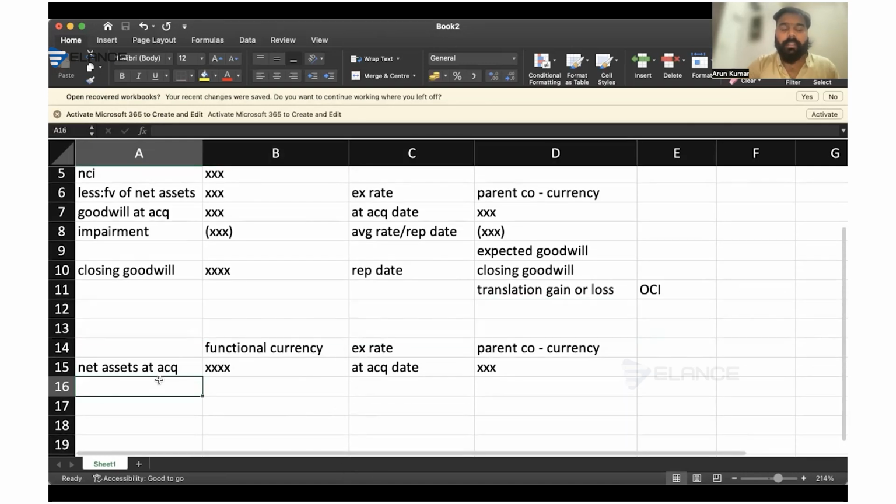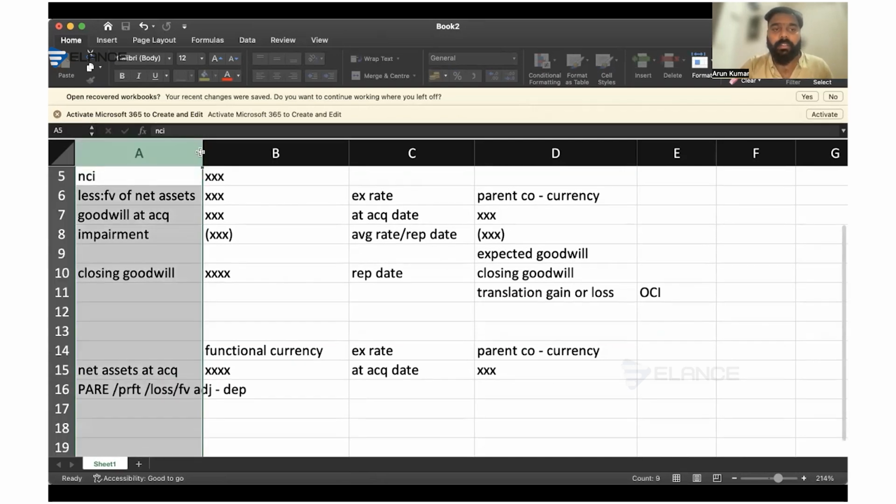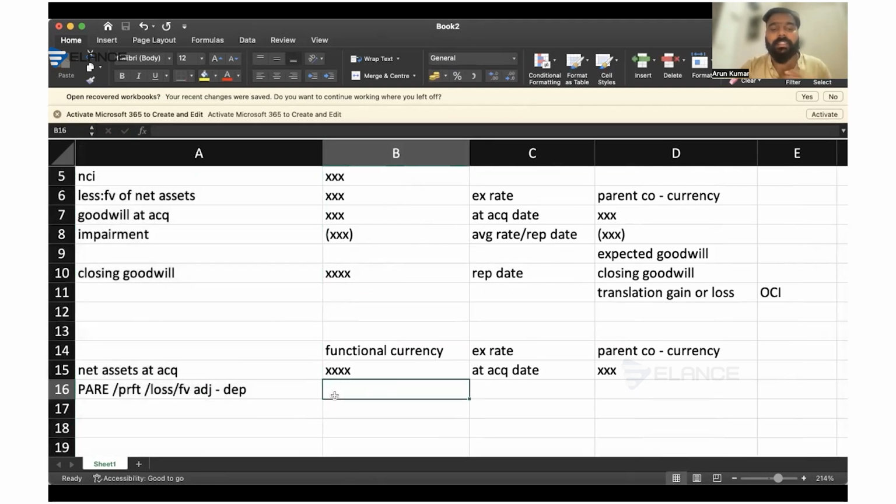Now there will be some changes in the net assets from acquisition date to reporting date. What will be the reason for the changes? It will be mainly because of the post acquisition retained earnings. It can be post acquisition retained earnings or the profit for the period, or the loss, or there will be some fair value adjustment. So we have to provide the depreciation of that fair value adjustment. These are some of the reasons for the changes in our net asset balance.